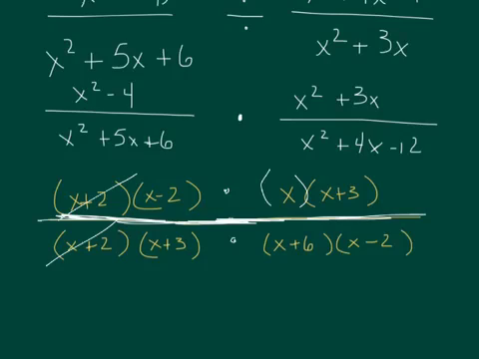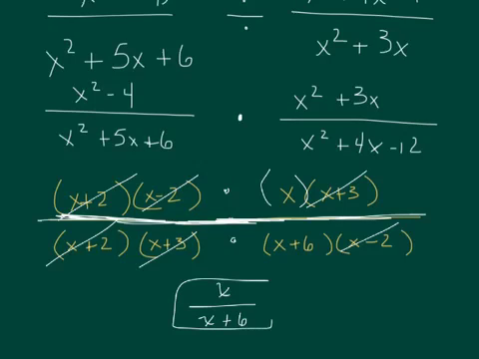So continue. Yeah, then you can cross the quantity x minus 2 off. Good. And the quantity x plus 3. Good. Leaving behind x over x plus 6, which we cannot simplify any further.